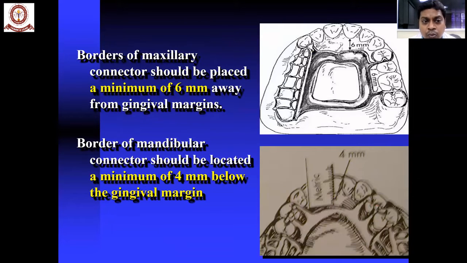On the borders of the maxilla, the connector should be placed a minimum of 6 mm away from the gingival margin. So in the maxilla, the borders of the maxillary major connector should be around 6 mm from the gingival margin. Whereas in the mandible, the connector should be located a minimum of 4 mm below the gingival margin. So in the maxilla it is around 6 mm, and in the mandible it is around 4 mm.